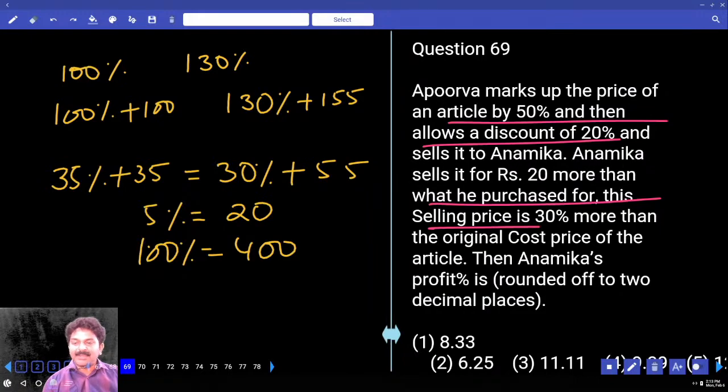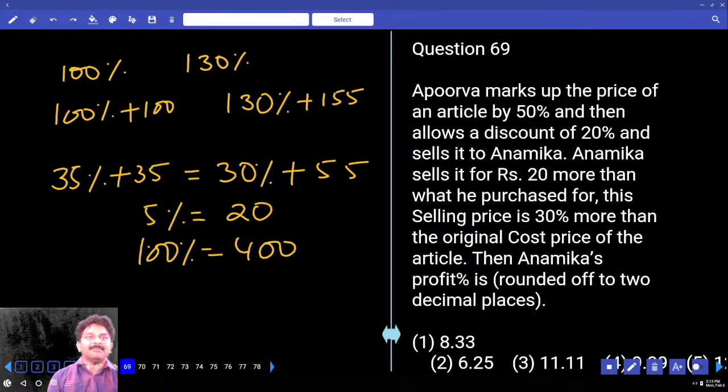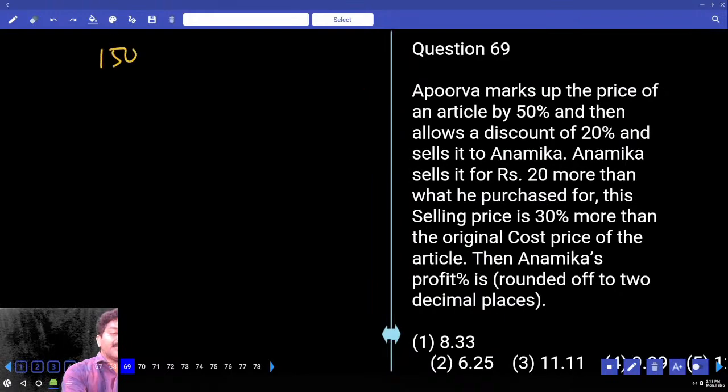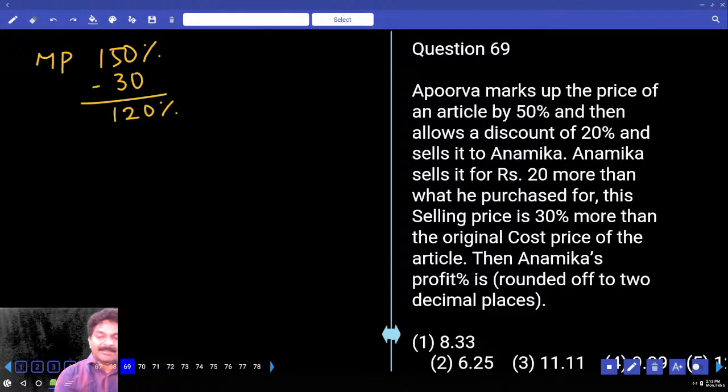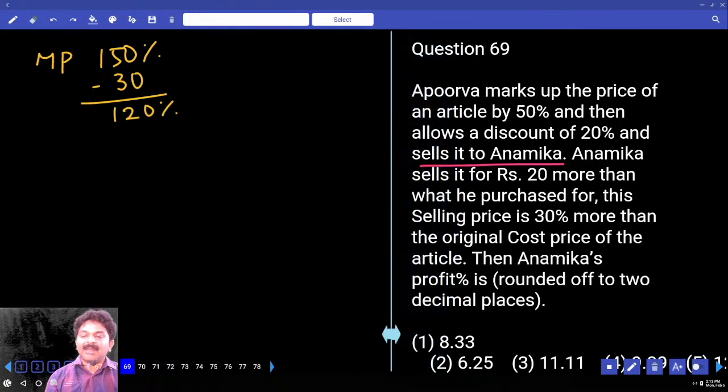Apurva marks up the price of an article by 50%. Then market price becomes 150%. Then allows a discount of 20%. Market price is 150%. 20% discount is offered. That becomes 30. And now she sells it at 120% to Anamika. Apurva sold it to Anamika. So 120% with respect to Apurva, that is selling price. And with respect to Anamika, cost price. So Anamika purchased it at 120%.